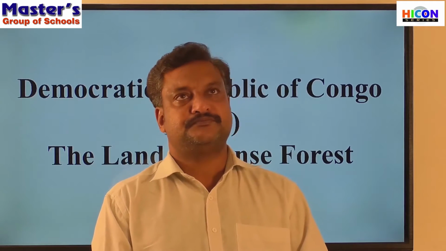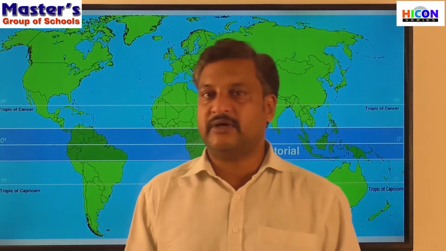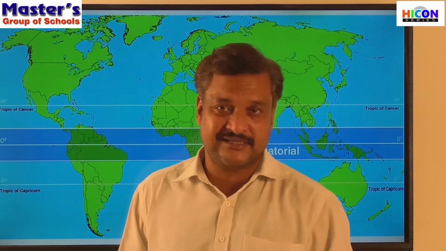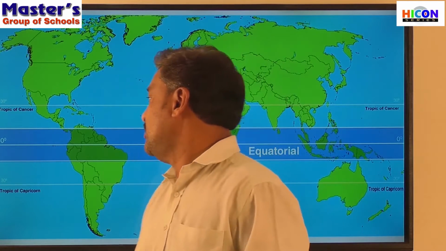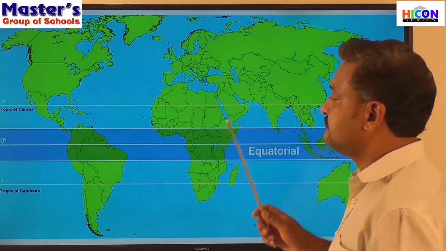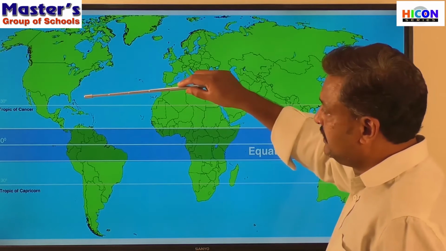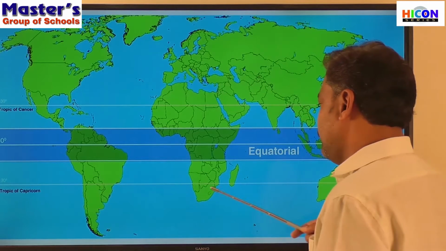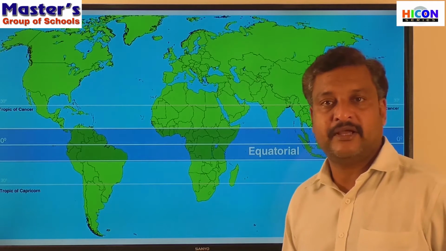So we know that latitudes, or the parallels as we call them, are the factors based on which we do these different kinds of climatic analysis, isn't it? Yes. So we know that this is the equator, and this is the Tropic of Cancer, and this is the Tropic of Capricorn, right?